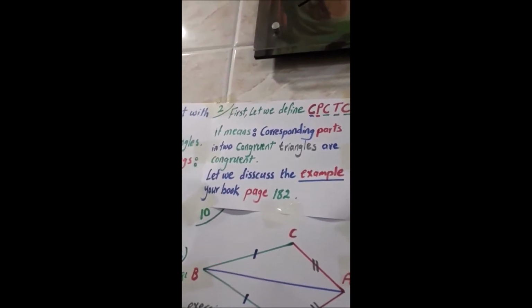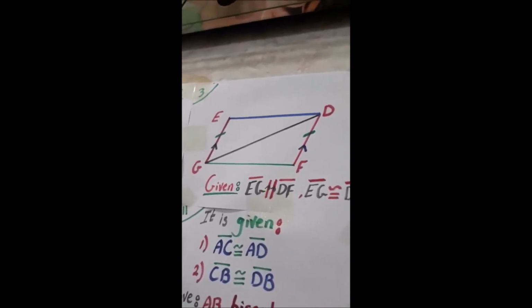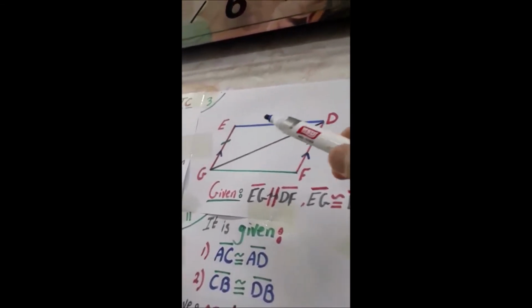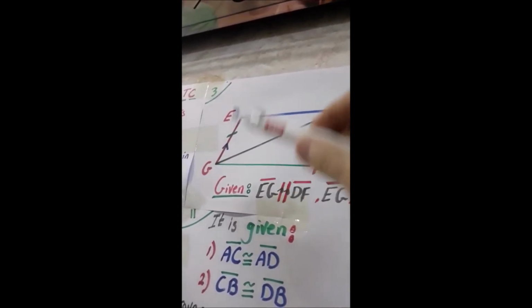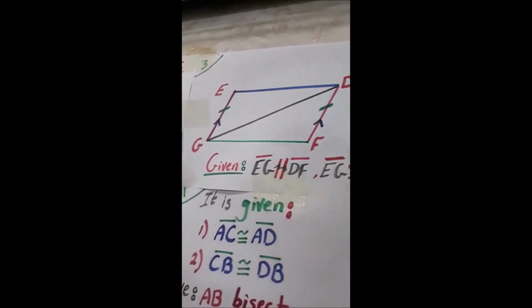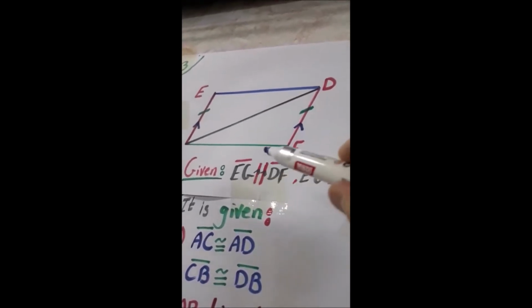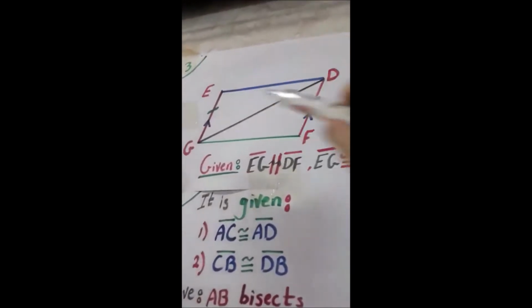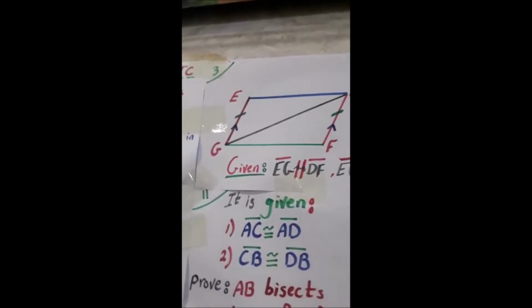Let me discuss the example in your book on page 182. As you see here, guys, we have a quadrilateral, GEDF, but actually, if you focus, we have two triangles, GED and GFD. It's given that EG and DF are parallel, and they are congruent, as it is clear on the figure. He wants us to prove that ED and GF are parallel. So, ED and GF, we have to prove that they are what?